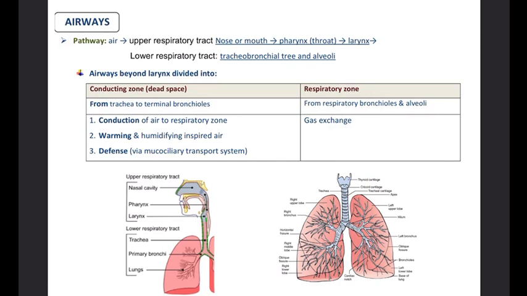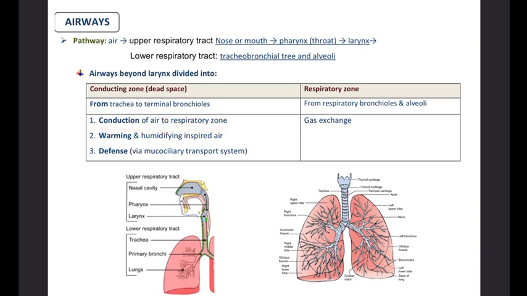In the conducting zone, there is conduction of air to the respiratory zone. The air that comes in when we breathe goes on to the respiratory zone. That is conduction of air to the respiratory zone.